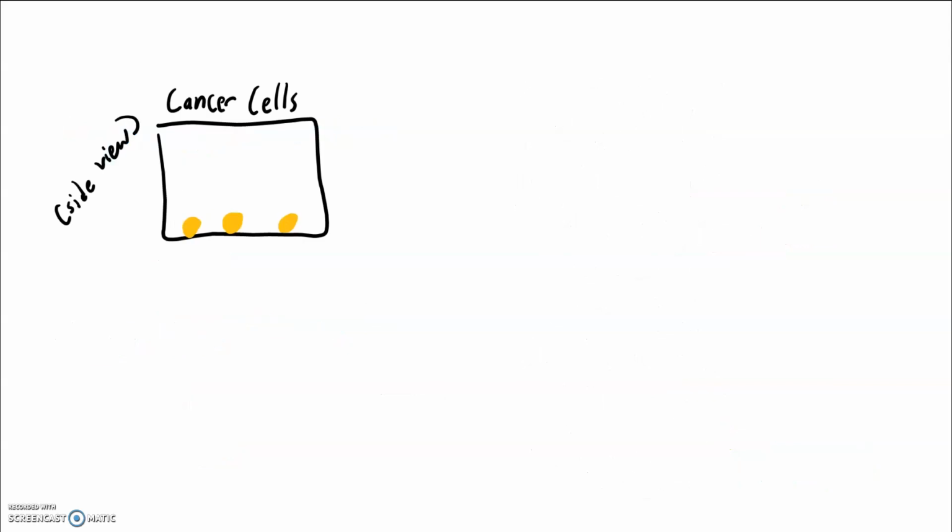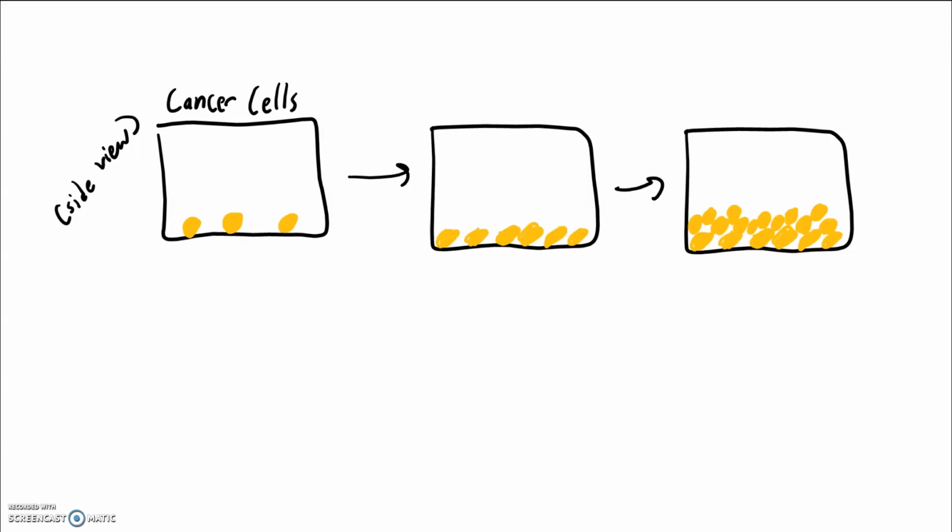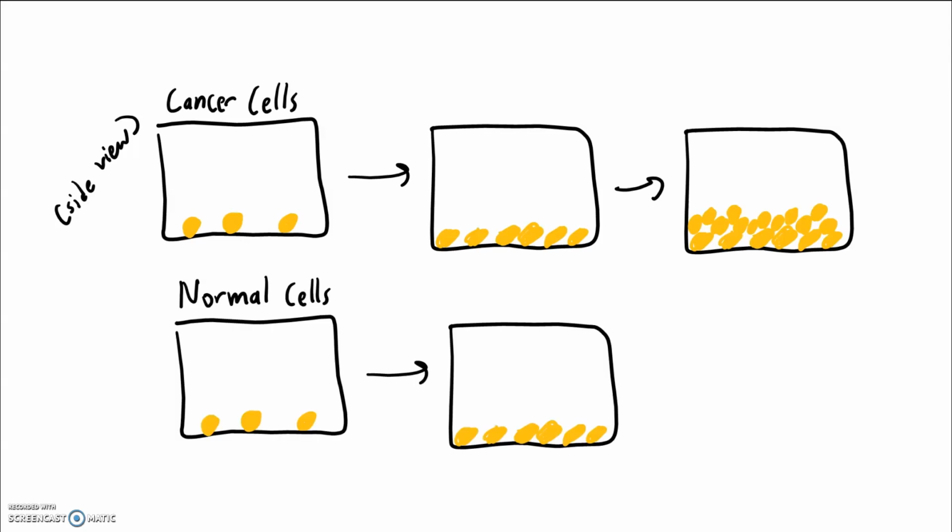Another disruption causing cancer would be cells ignoring external signals such as the density-dependent inhibition as mentioned earlier. If the cell ignores these external signals, then the cell will keep dividing and stack up on top of each other. This is different from normal cells where after the cells form a single layer, they stop dividing.